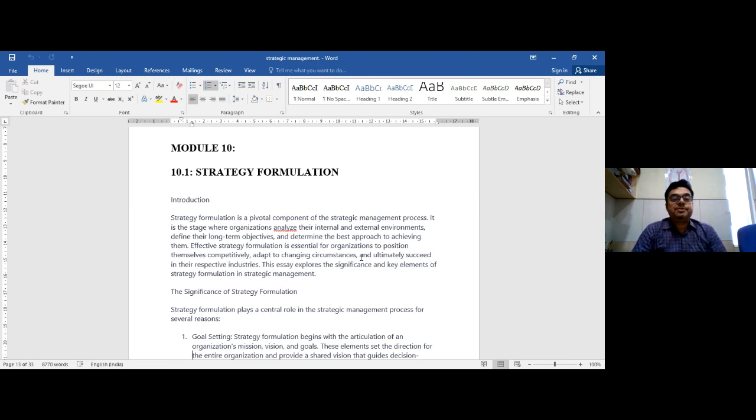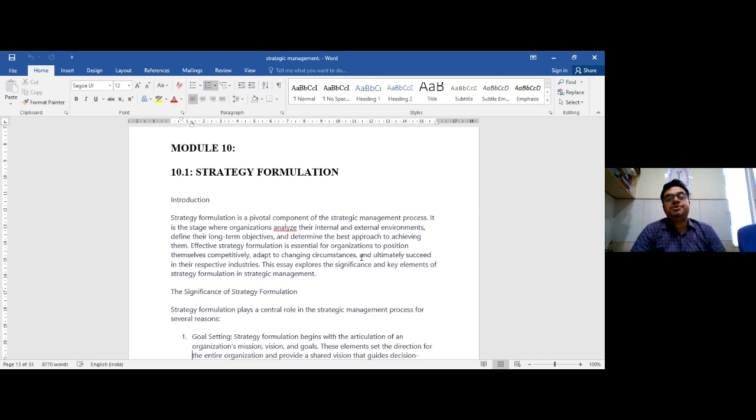It refers to the stage at which organizations play a key role in analyzing their internal and external environments. It helps in defining their long-term objectives which they intend to achieve, and determine their best approach to achieving them.